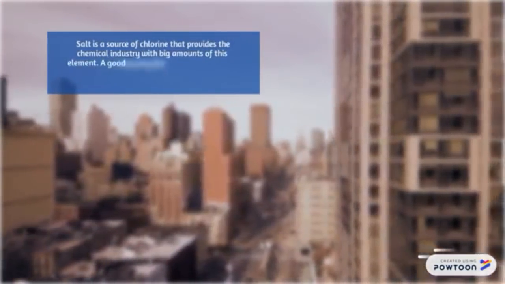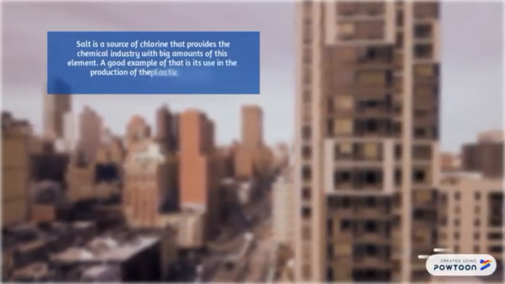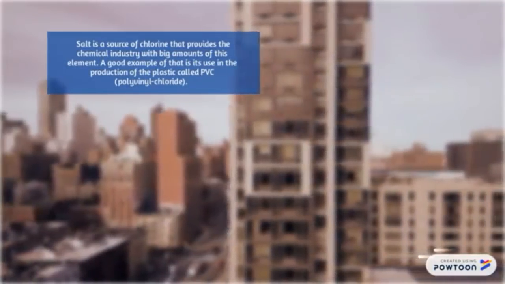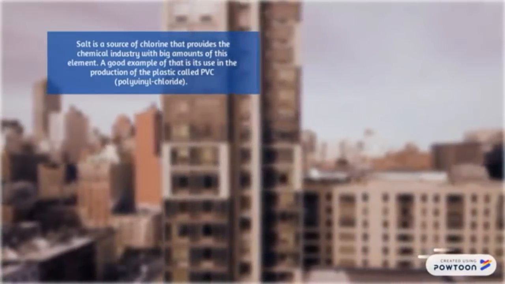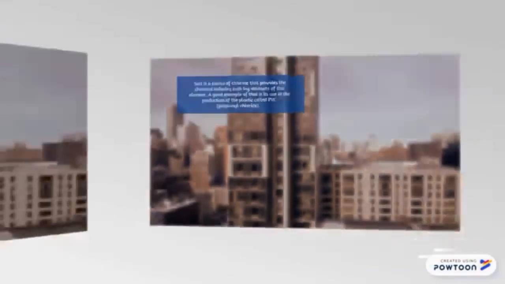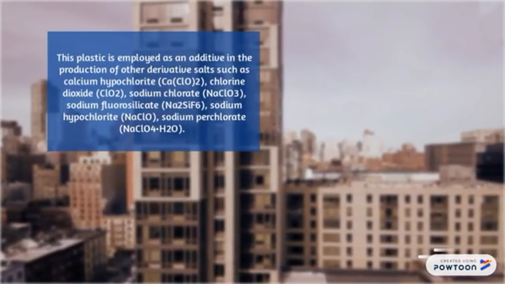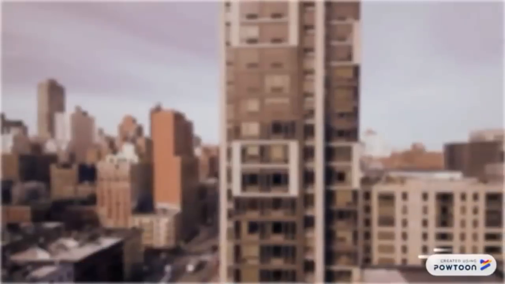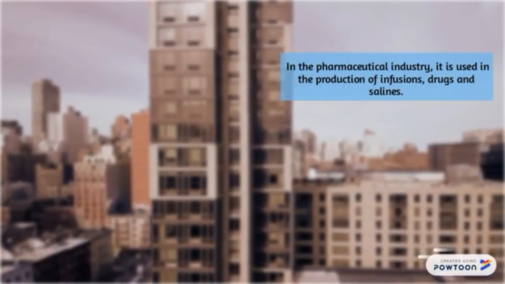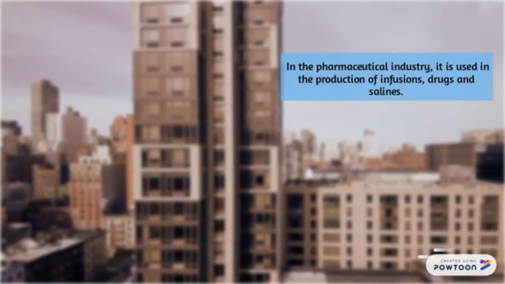Salt is a source of chlorine that provides the chemical industry with big amounts of treatment. A good example of that is its use in the production of the plastic called PVC, polyvinyl chloride. This plastic is employed as an additive in the production of other derivative salts, such as calcium hypochlorite, chlorine dioxide, sodium chloride, sodium fluorosilicate, sodium hypochlorite, and sodium perchlorate. In the pharmaceutical industry, it is used in the production of infusion drugs and salines.